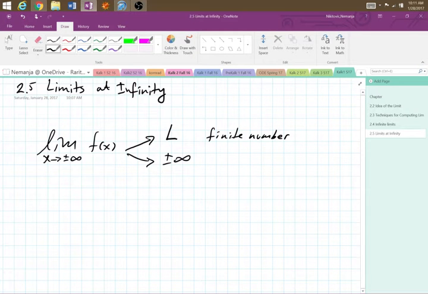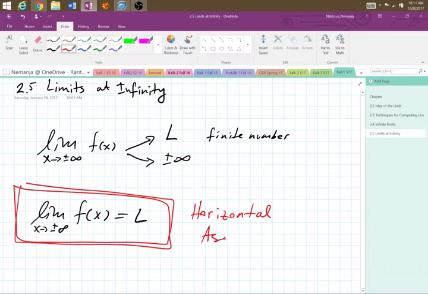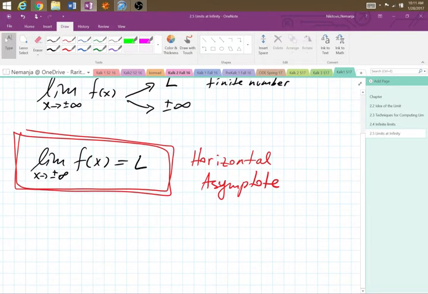Concept: when the limit of f of x is a finite value, that is the definition for horizontal asymptotes. So, horizontal asymptote. And the other one is the end behavior of the function. Again, all of these were studied in pre-calculus, except now you get their definitions.